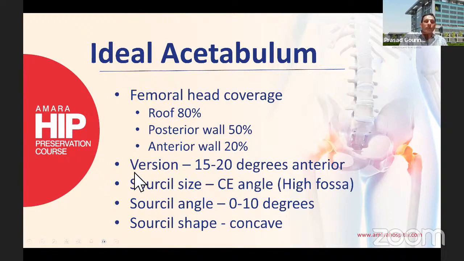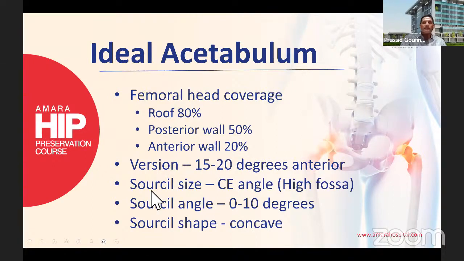People talk about acetabular version. They say 15 to 20 degrees. This is more easily measurable on a total hip rather than a native hip. In a native hip, the version changes depending on where you measure, from top to bottom. So a better measure for me is to look at the crossover sign and the wall coverage than actually measuring the actual version of the acetabulum.